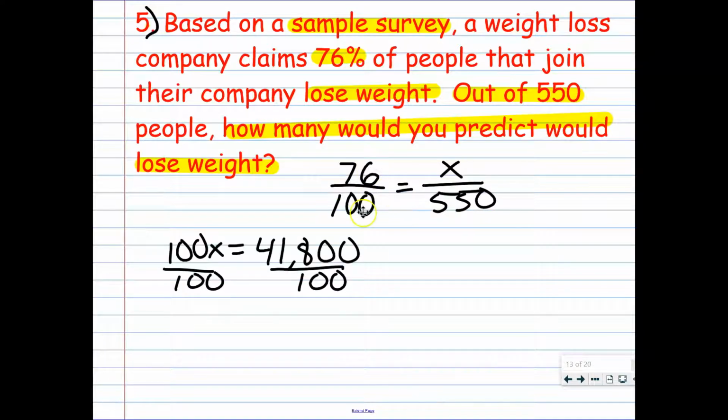All right, so if I go 100 times x, I get 100x. If I go 76 times 550, I get that number. To get x by itself, I divide by 100 on both sides, so that cancels out. And when you have zeros stacked on top of each other when you divide, they actually just cancel out. And 418 over 1 is just simply 418. So we would predict that out of 550 people that signed up for Weight Watchers, 418 will lose weight based on our sample.